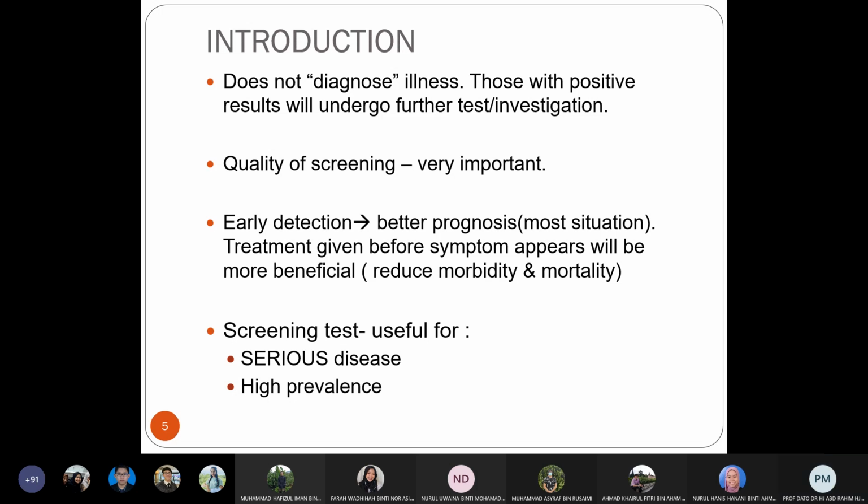Quality of screening. This is where the issue of screening tools. The quality of screening is very, very important. We will discuss about that later. Early detection, better prognosis, treatment, and so on. Screening test is useful for serious disease and high prevalence. So in our situation, like diabetes, 20% in the population, hypertension, very high, about 30 to 40% in some communities. So it is good to have this screening because we can detect.